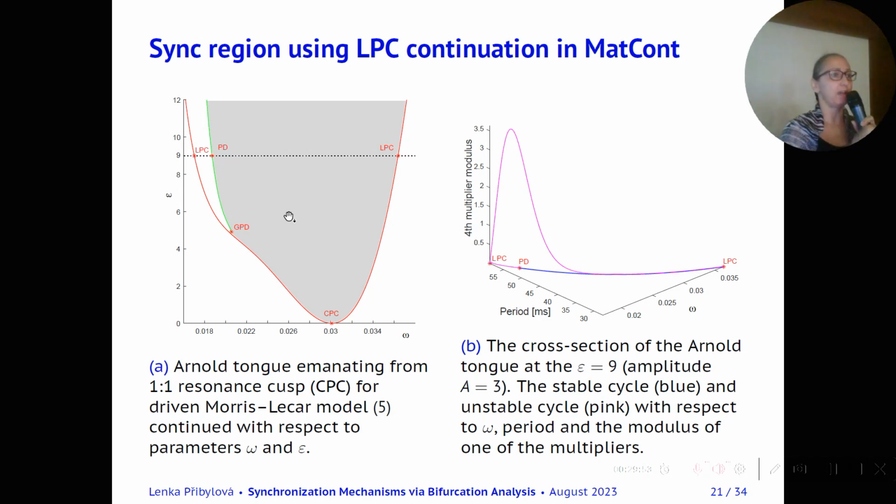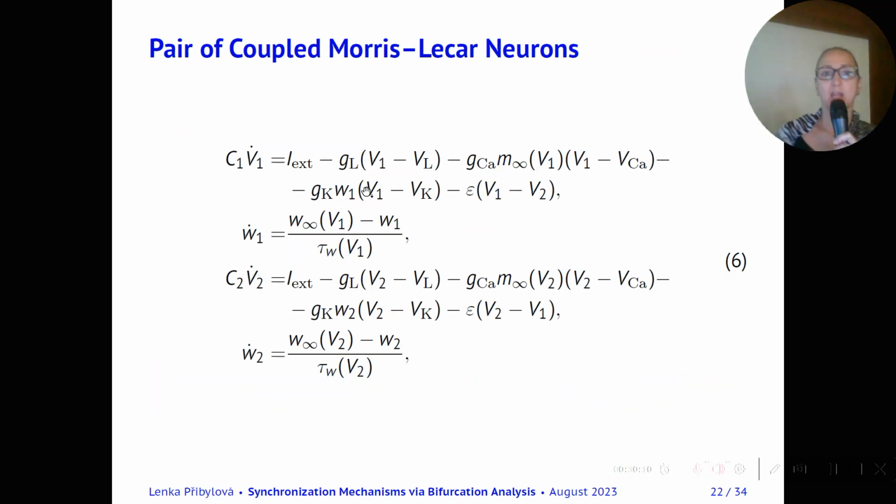We don't need any grid computation, any initial conditions. We just start with one solution, continue, find the limit point of the cycle manifold, and then we continue this curve, and we know everything with respect to this parameter. Okay, what we did with two coupled neurons of this physiological model.